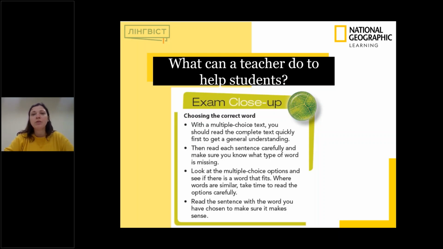Anyway, strategies. What we need to do? How we need to teach our students to do these multiple choice activities. Here we have some very good tips. With the multiple choice text, you should read the complete text quickly first to get a general understanding, right? So the first thing you do is you look through the text. Then read each sentence carefully and make sure you know what type of word is missing.